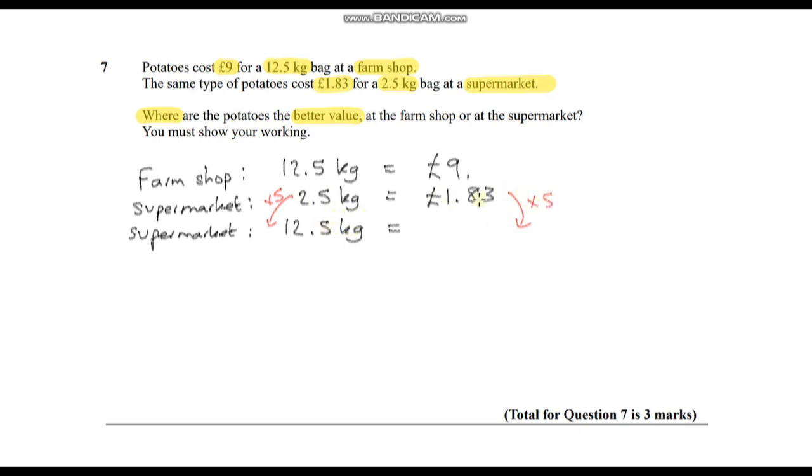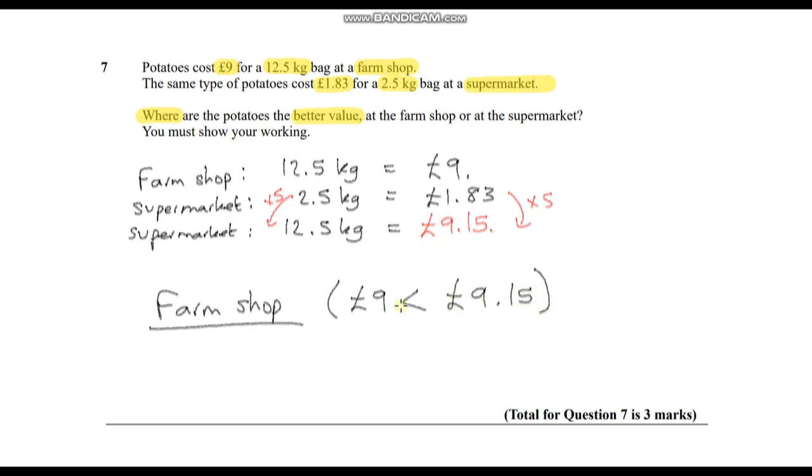So we need to multiply 1.83 times 5. So let's do that. 1.83 times 5 gives us 9.15. So it's going to cost £9.15. Now we can see which one's better value. And the farm shop is better value. And then we could put in brackets, £9 is less than £9.15. So it's 15 pence cheaper to buy it at the farm shop compared with the supermarket.